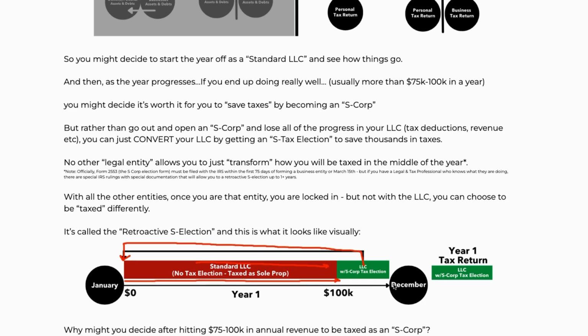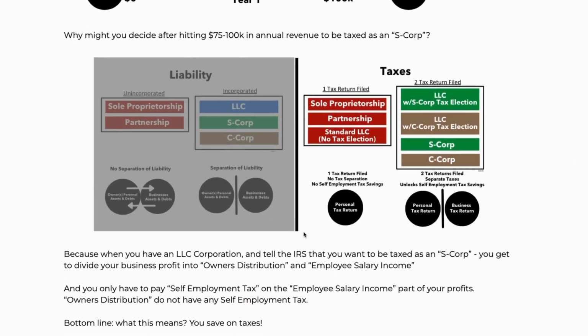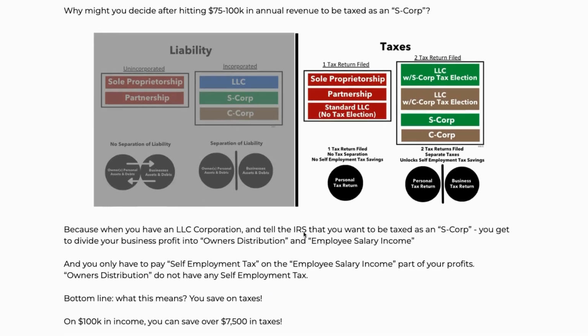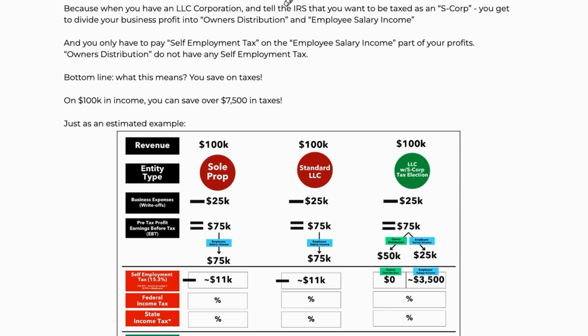And so again, just to go over this one last time, just so it's very, very clear, why would you want to be taxed as an S Corp once you hit between $75,000 and $100,000 in annual revenue, right? Why would you want that to be the case? Because when you have an LLC that is a corporation and you tell it, hey, Mr. IRS, Mrs. IRS, tax me as an S Corp, you get to then divide your revenue into owner's distribution and employee salary, okay? So you only have to then pay self-employment tax on the employee salary part of your profits. Now, we talked about this with the S Corp example, if you remember previously, right?